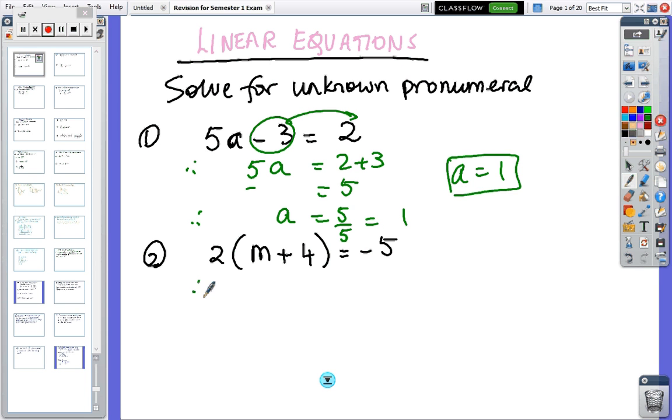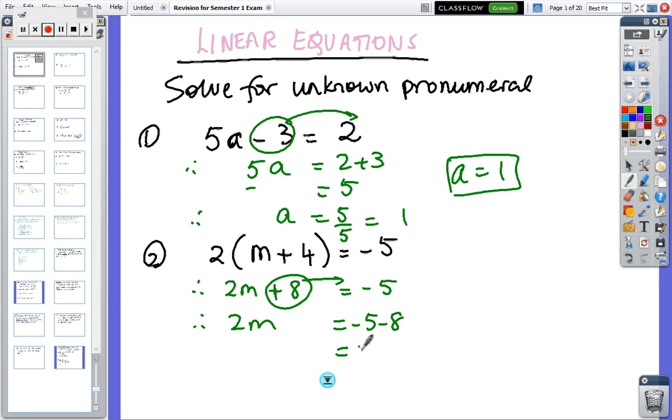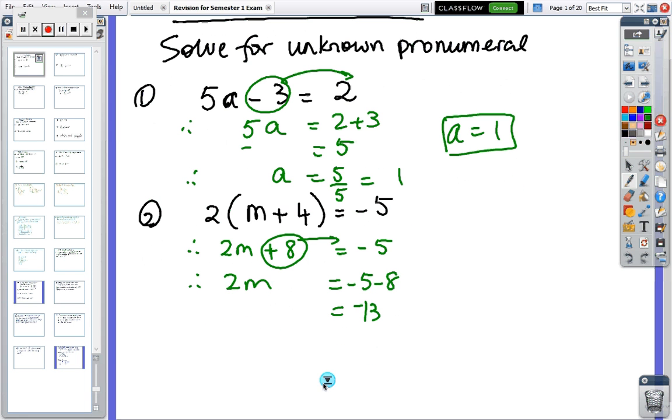Next one, got brackets, so we'll do expanding the brackets. So 2n plus 8 equals -5. And take the 8 across, so that'll become a minus sign. So -5 minus 8, which is -13. And then to get rid of the 2, divide. So that answer's right, but you could have -6.5, but fractions are okay.